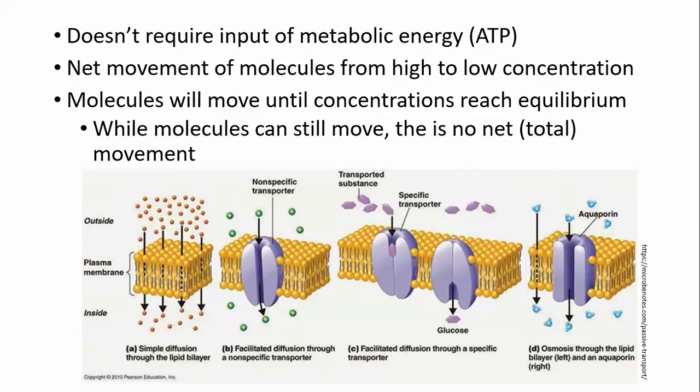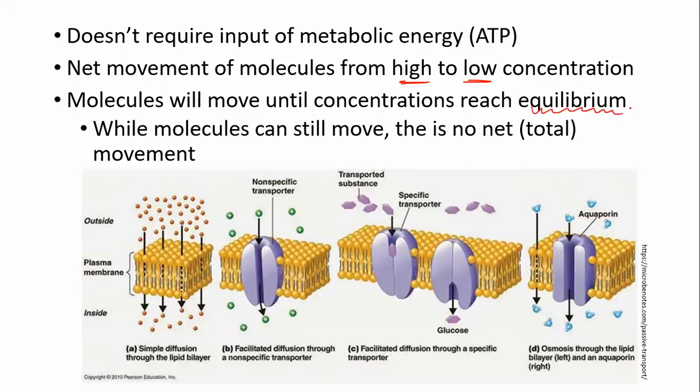And it always involves the net movement of molecules from a high concentration to a low concentration. That is one of the defining characteristics of passive transport. Without any other outside changes to the system, these molecules will move until they reach equilibrium.